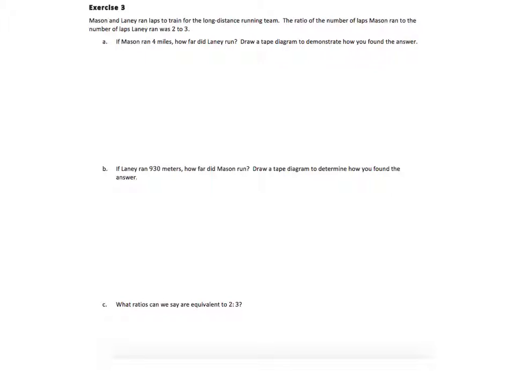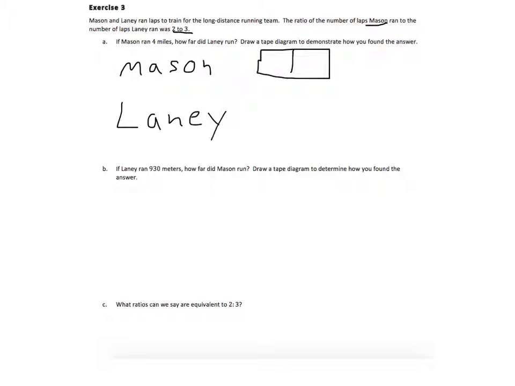So let's start with our tape diagram. For our tape diagram, we need to first look at the ratio. The ratio is 2 to 3. So we'll start with Mason, because again, Mason was listed first in the problem. So Mason's tape diagram should be 2 long, because Mason's part of the ratio is 2. Then we go to Laney, and Laney's is 3. So we draw Laney's tape diagram 3 long.